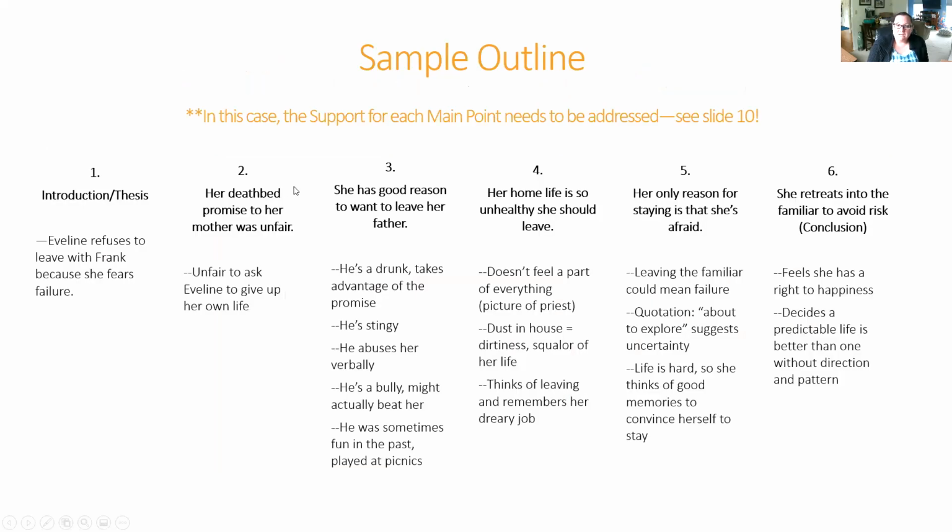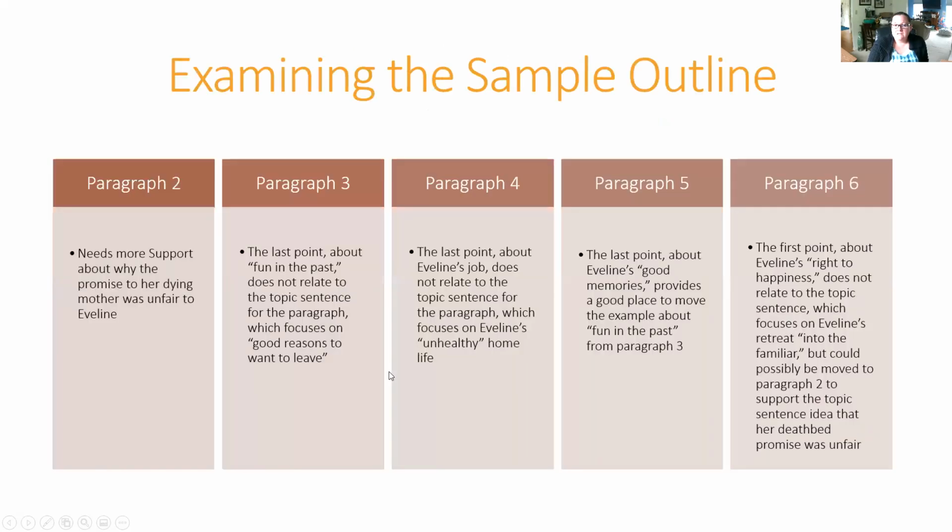Remember, our next main point here is that she has good reason to want to leave her father. We said he's drunk, takes advantage of the promise that she made to her mother. He's stingy. He abuses her verbally. He's a bully and might actually beat her physically. And then he was sometimes fun in the past and played at picnics. So when we analyze that main point, everything up until the last supporting detail is fine. But that last supporting detail about how her father was fun in the past does not relate to that topic sentence.